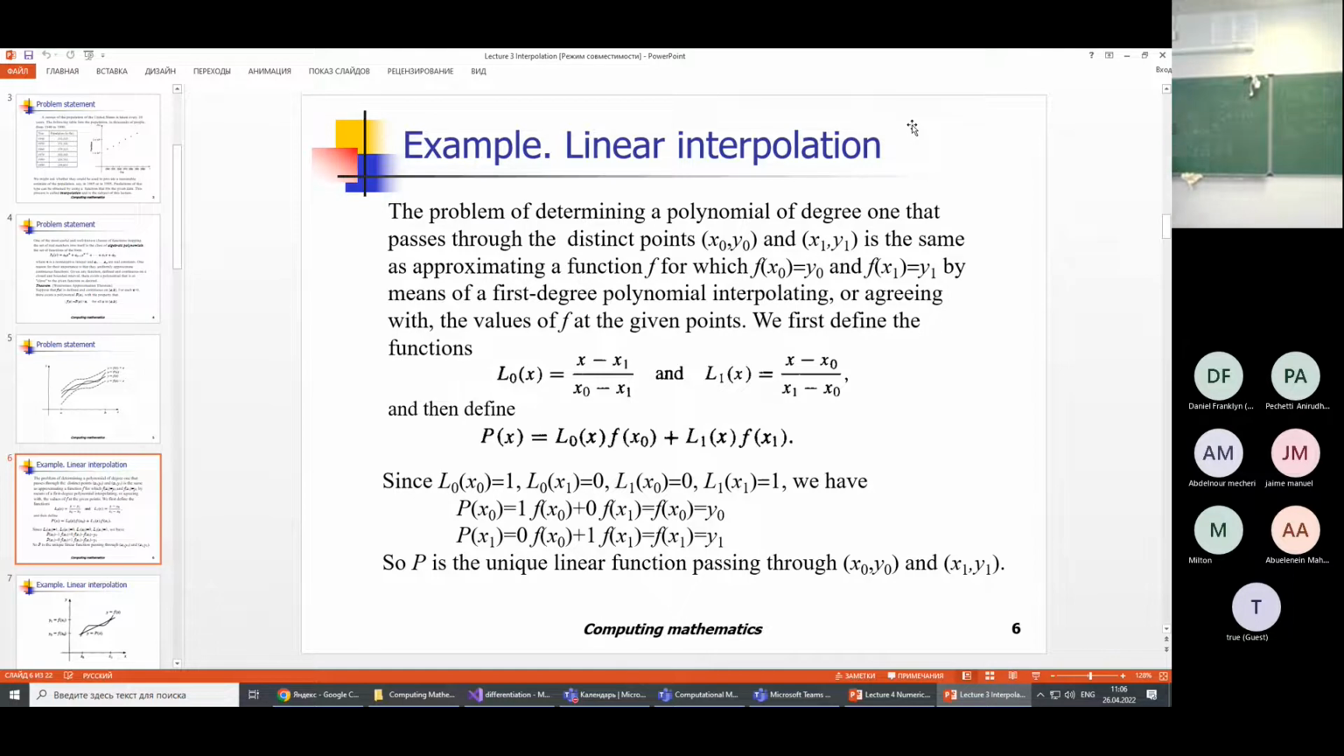This is the first term. What do we have for the second one? L1 prime of x. L1 equals x minus x0 over x1 minus x0. What is the derivative of L1? Yes, 1 over x1 minus x0. So we have plus f1 over x1 minus x0.